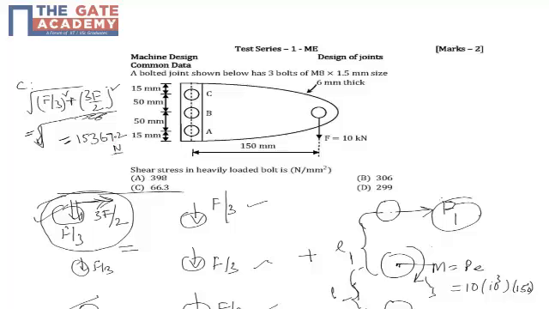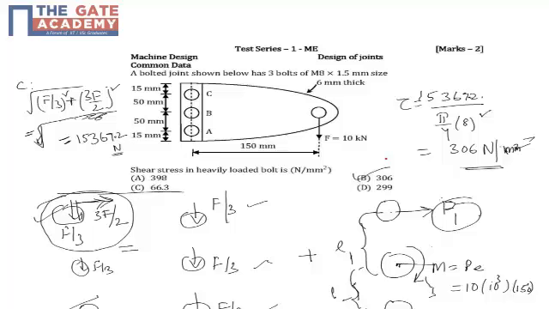15369.2 newtons. Therefore the shear stress will be 15369.2 divided by pi by 4 into 8 whole square, because the bolt diameter is 8 mm. This value comes to be 306 Newton per mm square, which is MPa. So 306, the answer is B. The only thing is finding out the secondary loads; that is the main thing we have learned in this. So the answer is 306. Thank you.